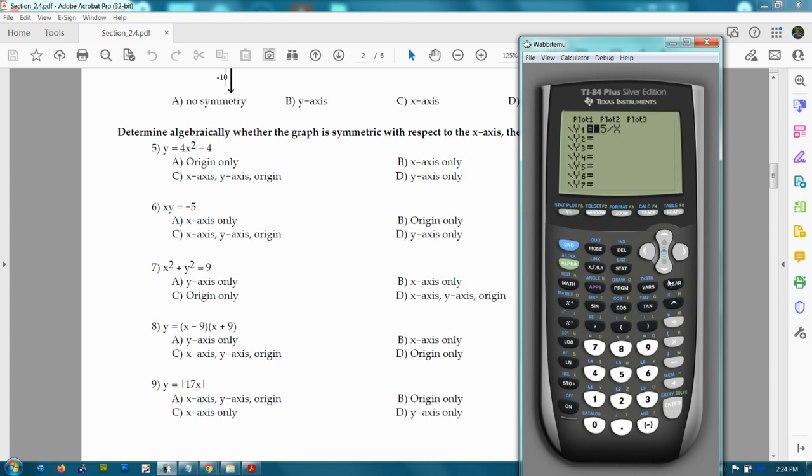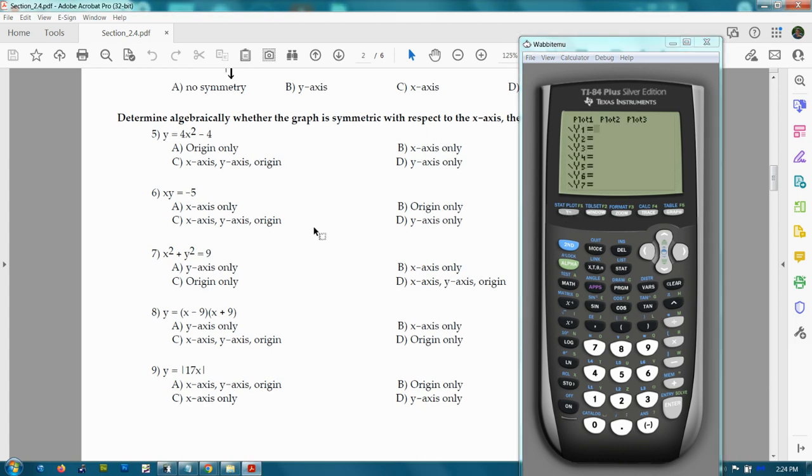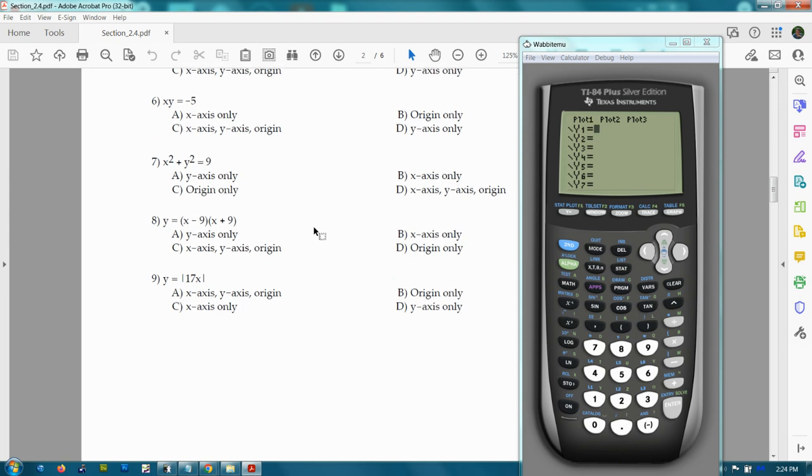Which you should recognize with number 7. It's a circle whose center is at the origin. Now with a circle, number 7, you've got x-axis symmetry, y-axis symmetry, and origin symmetry. Recognize that to graph this, I would have to get rid of the x squared term and take the square root of both sides.